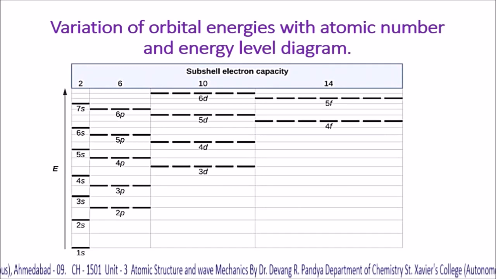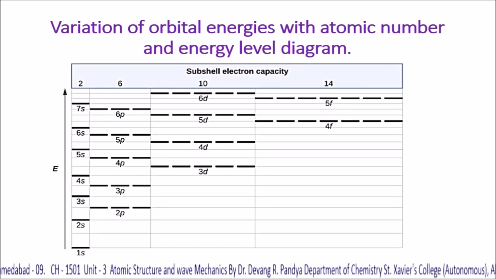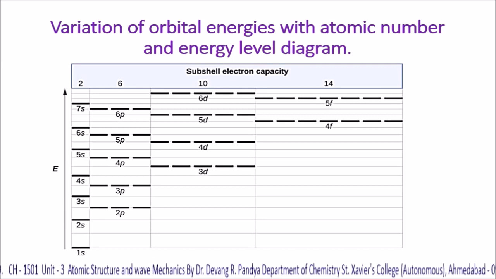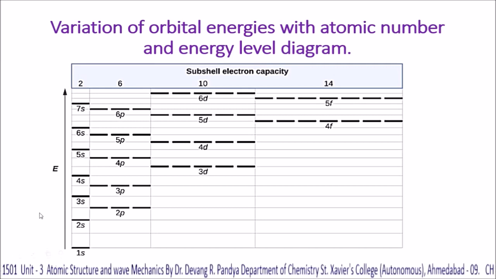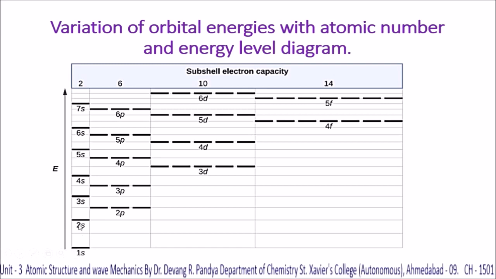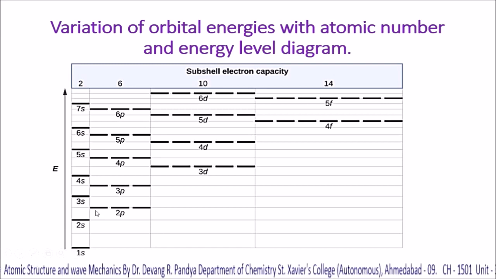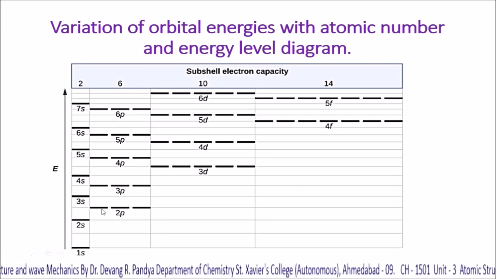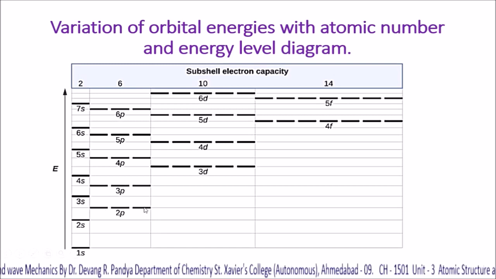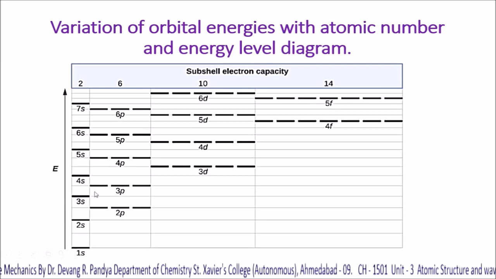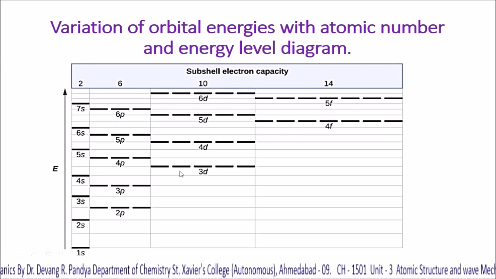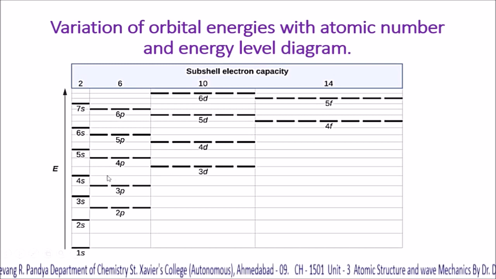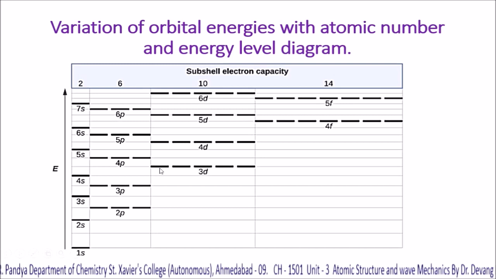Now, variation of energies with atomic number and energy level diagram. Students, you know that when electrons are filled in the energy levels, they fill in this way. First it enters into 1s, then 2s, then 2p. 2p is triply degenerate, so electrons try to remain unpaired, and then if more electrons are there, they get paired up and then enter into 3s, then 3p, then 3d and 4s. There is an interchange between 4s and 3d due to shielding effect that you know in the transition metal series.